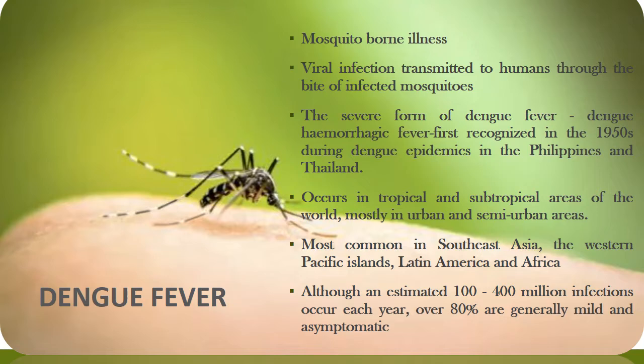The severe form of dengue fever is known as dengue hemorrhagic fever, and it was first recognized in the 1950s during dengue epidemics in the Philippines and Thailand. It occurs in tropical and subtropical areas of the world, mostly in urban and semi-urban areas. It's mostly seen in Southeast Asia, the Western Pacific Islands, Latin America, and Africa.